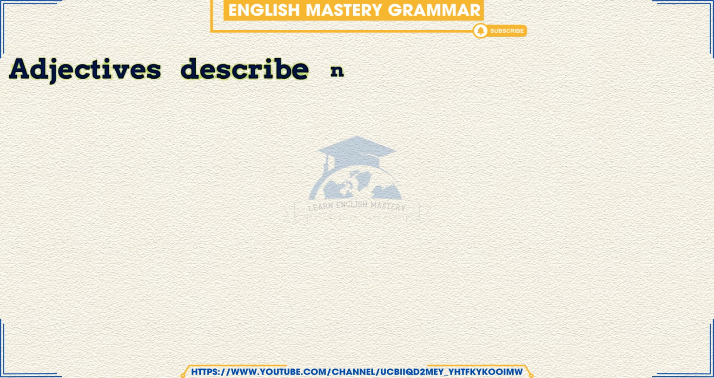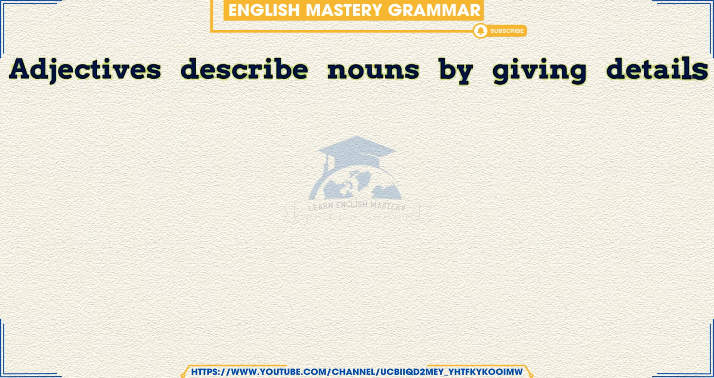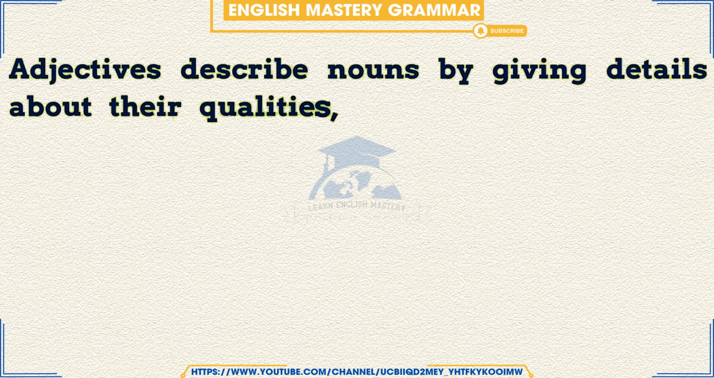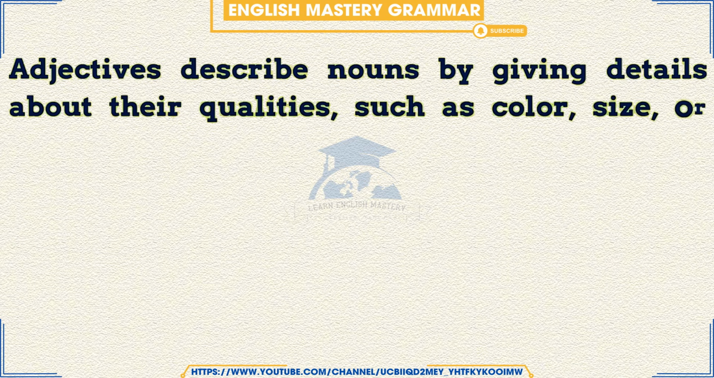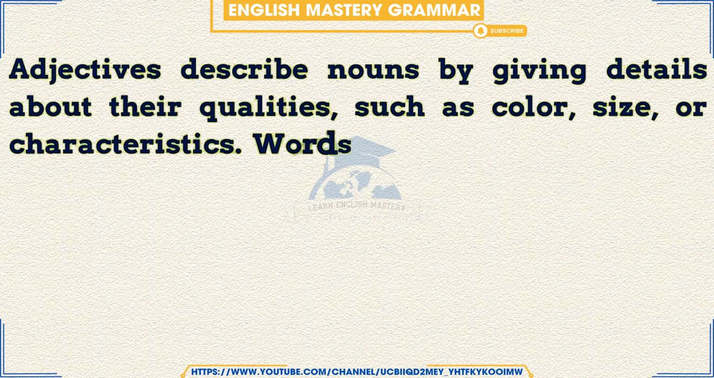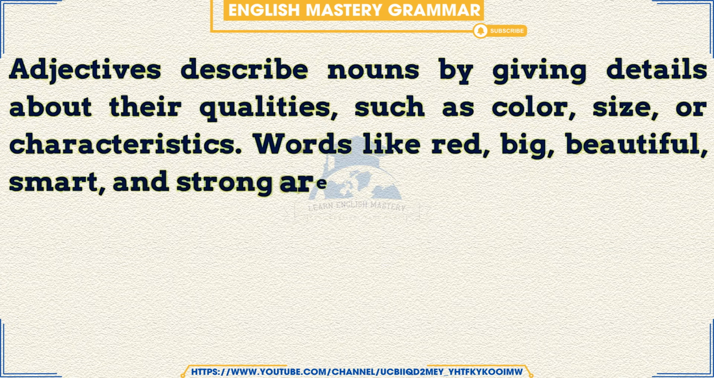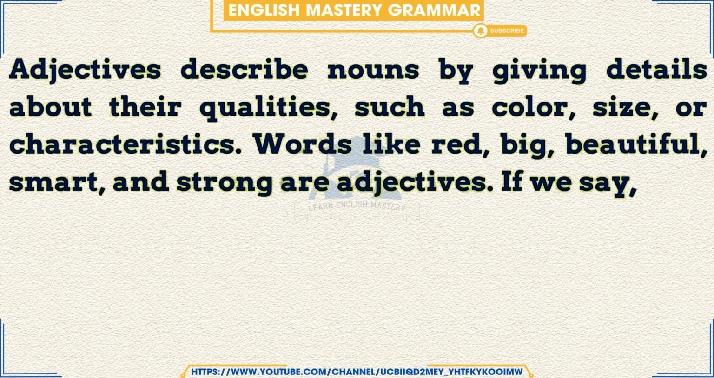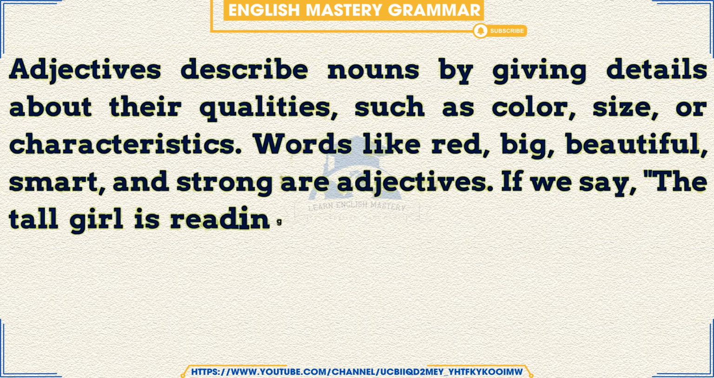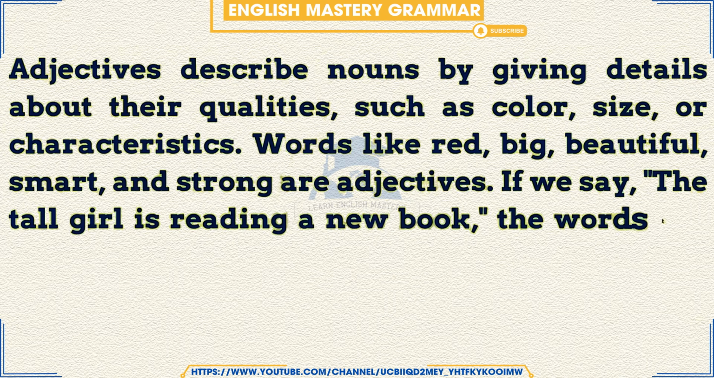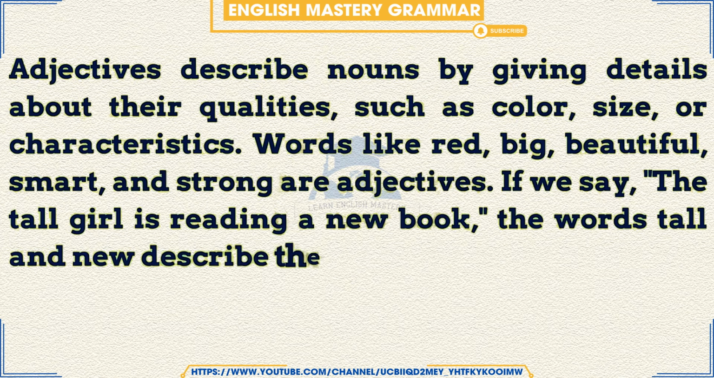Adjectives describe nouns by giving details about their qualities, such as color, size, or characteristics. Words like red, big, beautiful, smart, and strong are adjectives. If we say, the tall girl is reading a new book, the words tall and new describe the girl and the book.